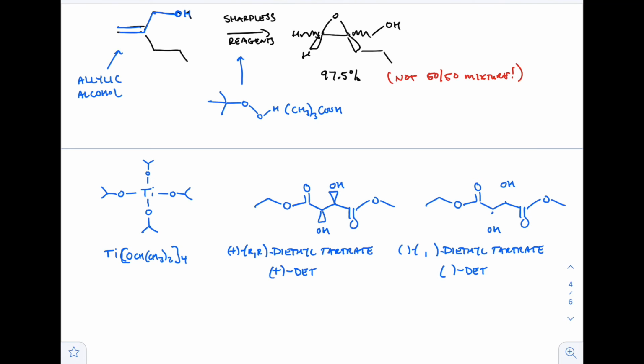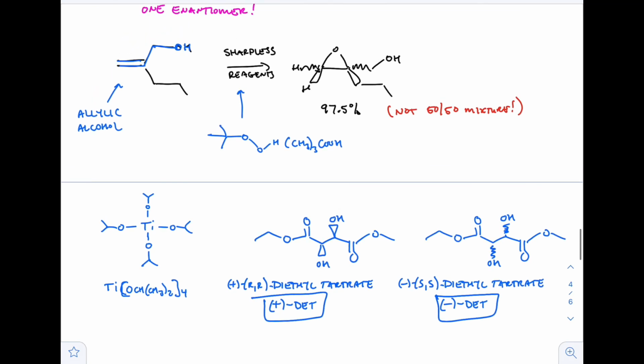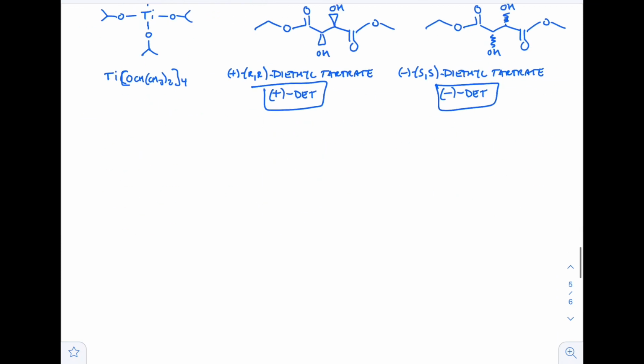Okay, and if we change those to wedges like this, then we get the negative S,S diethyl tartrate, or negative DET. Okay, and that's really how you write out diethyl tartrate. You just put plus or minus DET on that reaction arrow with maybe the titanium and the tert-butyl hydroperoxide. Or I could just put Sharpless reagents and DET, and then you specify which one.